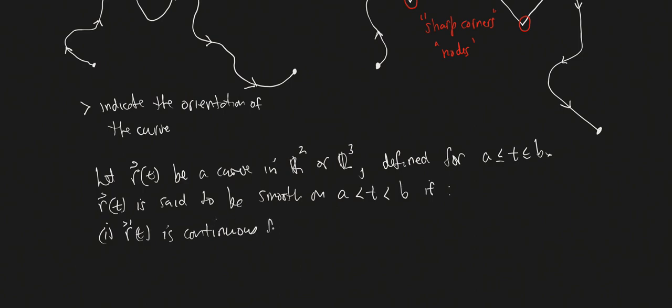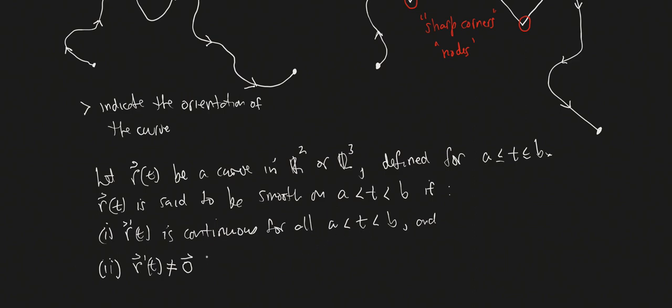So r prime is continuous for all t in this interval. Again, allowing for a and b to be minus and plus infinity respectively. And something else has to happen to avoid those sharp corners. And what has to happen is this: the derivative function is never equal to the zero vector for all t in this interval, right?